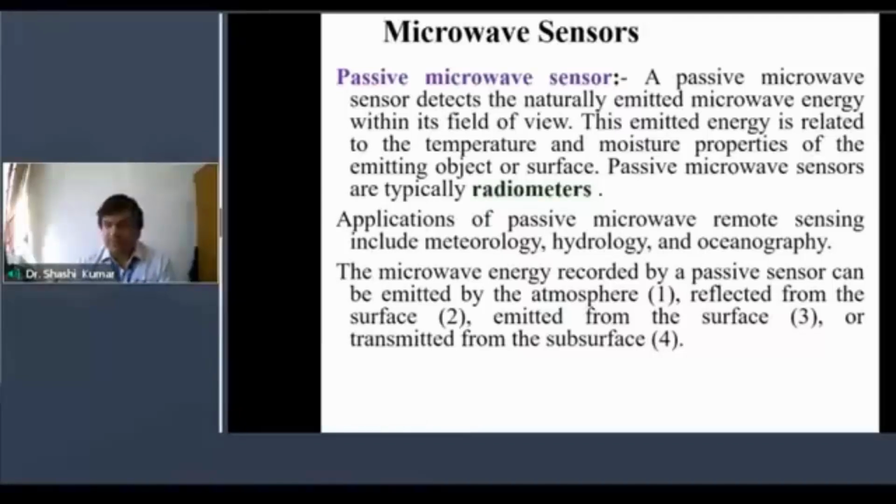Now, when we are talking about microwave sensors, they are mainly of two categories: passive microwave as well as active microwave. A passive microwave sensor detects the naturally emitted microwave energy within its field of view. This emitted energy is related to the temperature and the moisture properties of the emitting object or surface. Passive microwave sensors are typically radiometers. So whenever we talk about a radiometer data set, it means that we are talking about a passive microwave sensor. There are several applications of the passive microwave remote sensing technique, which include meteorological, hydrological, and oceanographic applications.